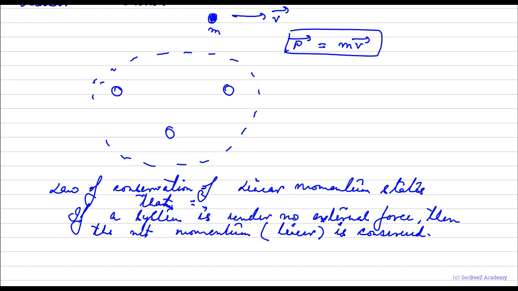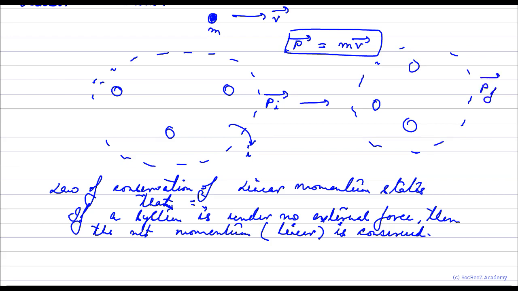So if I say that this system has this initial state and the total momentum is P_i vector, after some time, let's say this is the state of the system, its momentum is P_f, and in both cases there wasn't any external force acting on the system. So the law of conservation of linear momentum says that P_i vector must be equal to P_f vector. The individual linear momenta of individual particles can change, but the net momentum of the whole system of particles is going to remain the same.